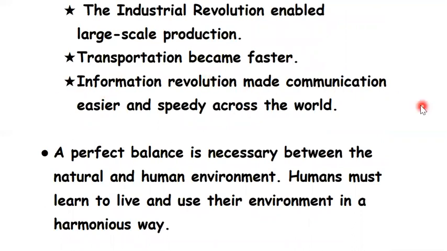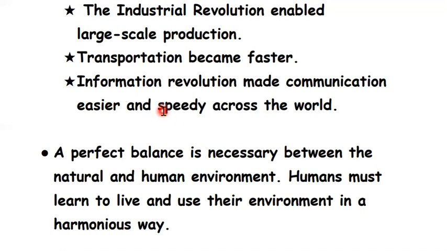Information revolution made communication easier and speedy across the world. Now, when there was a revolution of information, people got more information. When they got more information, they learned to make gadgets. First, they learned how to communicate with letters. They used to write letters and send them through messenger pigeons or through people. This is how they learned to communicate, and then it became easier through gadgets. Which gadgets? Like Gmail, phone calls, WhatsApp, etc. And it becomes speedy, it's faster.